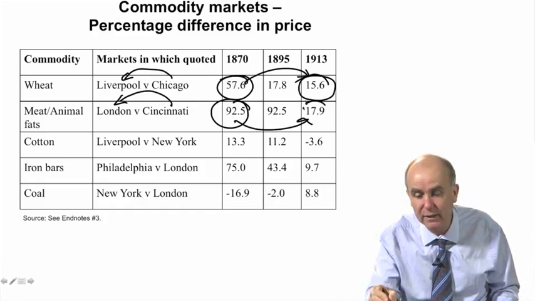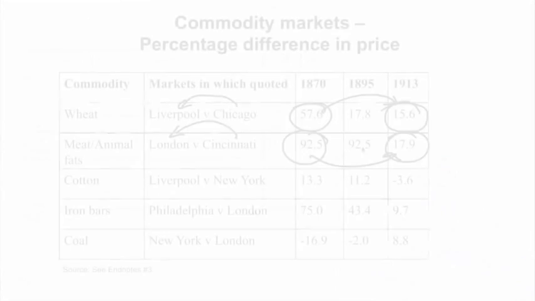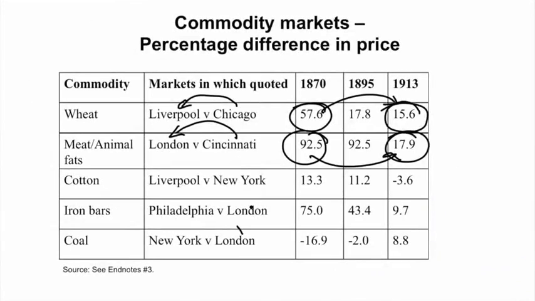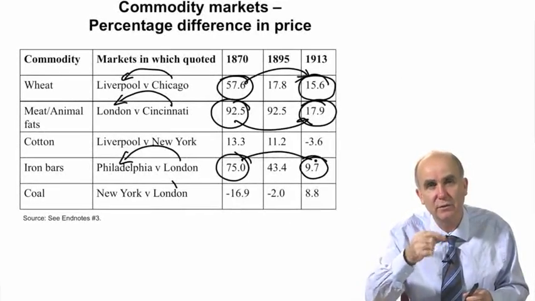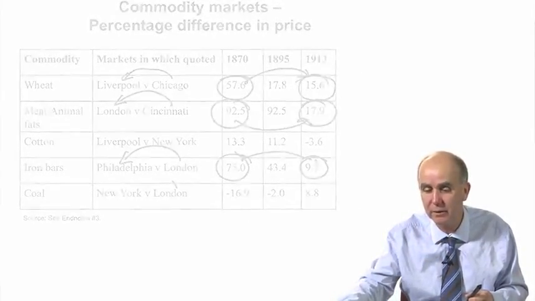But by 1913, that price differential is 18%. Another example is iron bars. Iron bars were going in the opposite direction, from Europe, in this case London, to America, Philadelphia. And you can see that there's a similar pattern there. In 1870, the price of the standard iron bar was 75% higher in Philadelphia than it was in London. But by 1913, the price differential was only about 10%. So we get narrowing price differentials in commodity markets during this period.